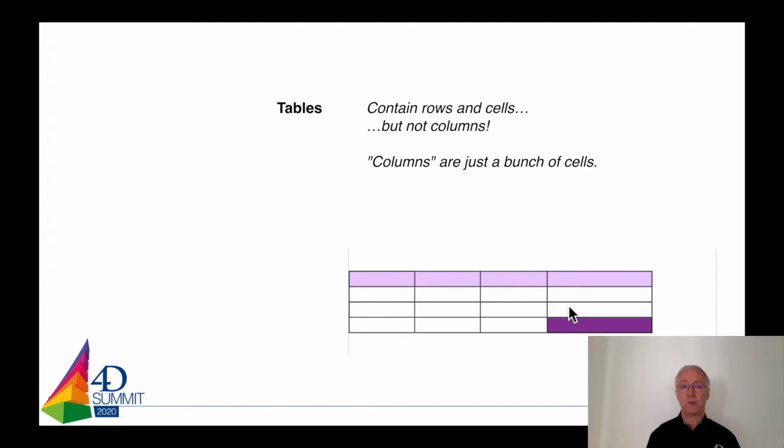I have something to tell about tables, which may seem obvious, but it's not. Tables contain rows and cells, and that's it. Tables do not contain any column. They appear to be columns, but they are not. It's just a bunch of cells. So if you want to manipulate columns, you have to be careful.